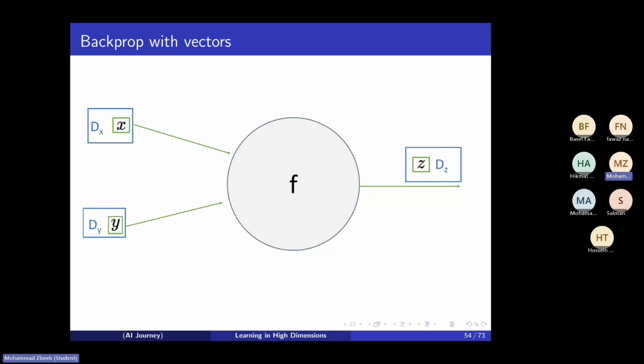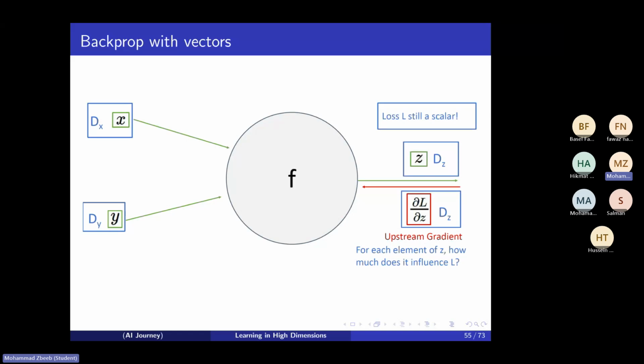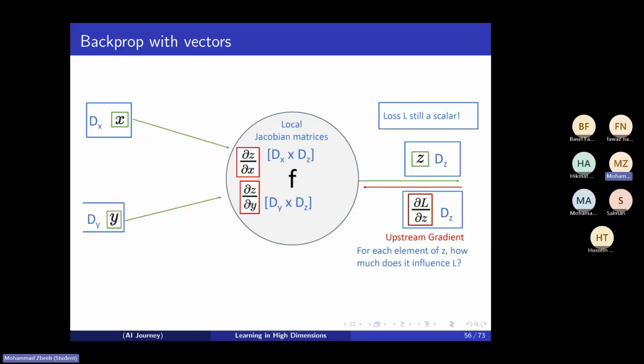Let's take a close look now at a more real example where we backpropagate with vectors. Say that the loss is a scalar, loss is still one number, and I have a vector z with the dimension dz. I get an upstream gradient from z, which is a vector in the dimension dz. Now I need to calculate the effect of x on the loss. So I need to calculate the effect of x on z, and the effect of y on loss, so the effect of y on z.